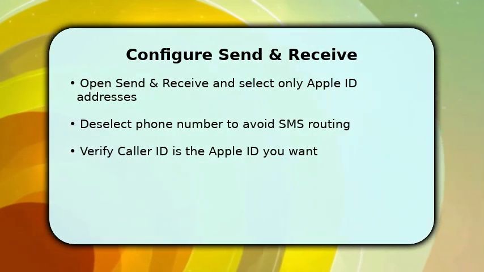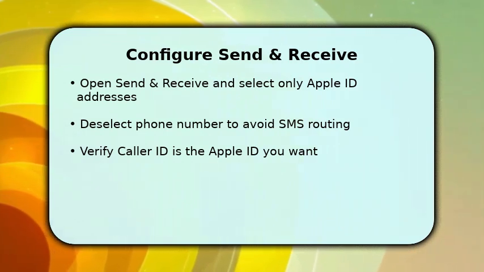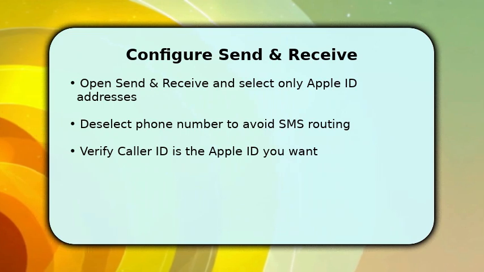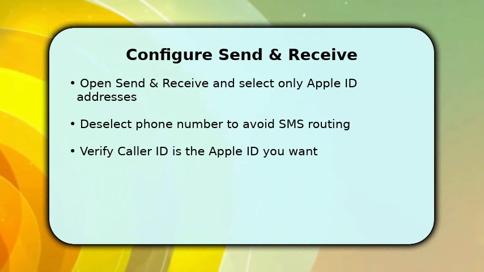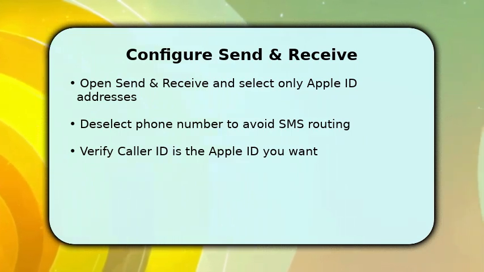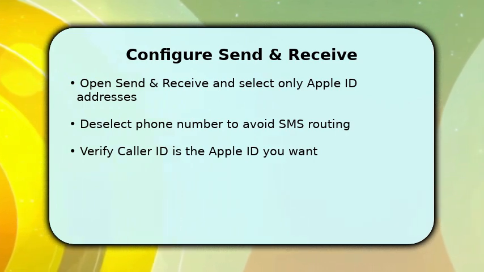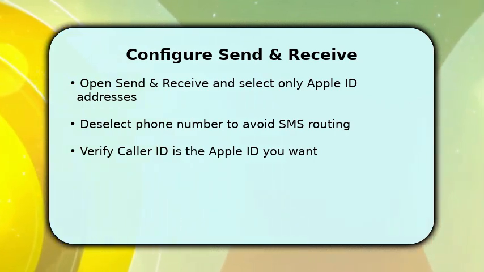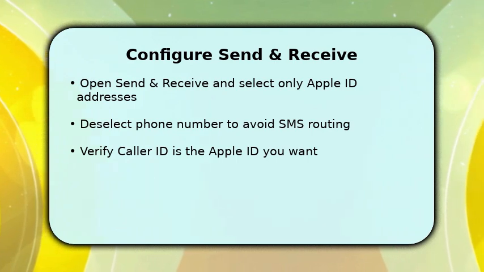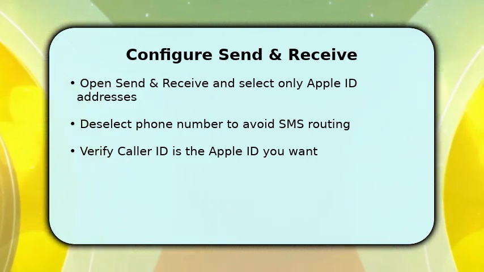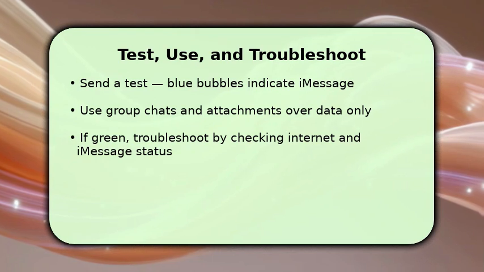Next, go to Settings, Messages, Send and Receive to control how you're addressed and how you send. Deselect your phone number and select only your Apple ID email addresses. This makes outgoing messages originate via iMessage rather than SMS. You should also set the caller ID to an Apple ID address so replies route back to your account. Once done, devices using the same Apple ID will sync and use iMessage across Wi-Fi or mobile data without relying on SMS. Finish by sending a test message to someone on Apple devices and confirm blue bubbles.